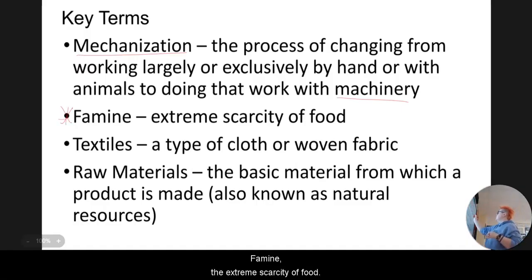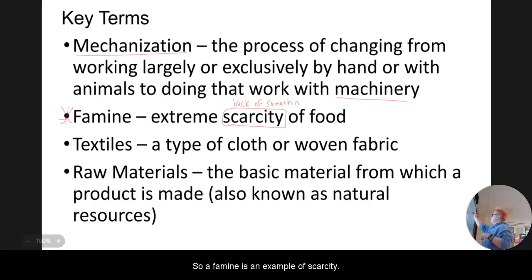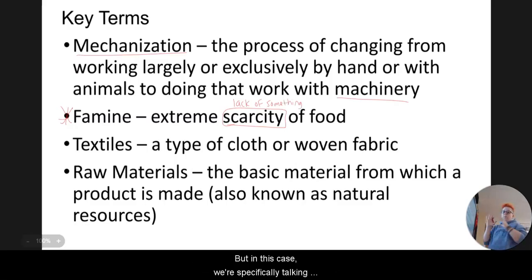Famine, the extreme scarcity of food. If you remember, scarcity is one of our enduring issues. It means the lack of something. So a famine is an example of scarcity, but in this case, we're specifically talking about an extreme lack of food.